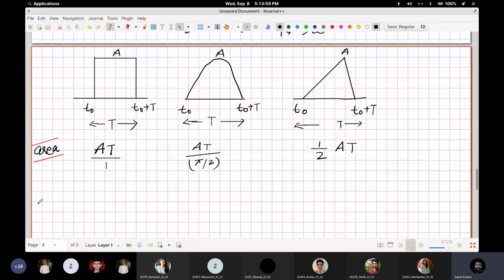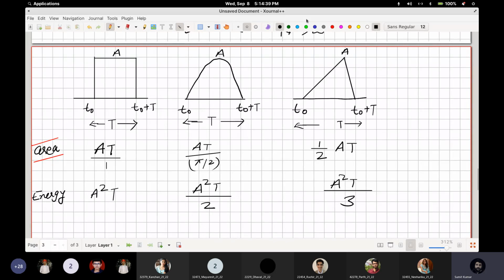Now let's talk about its energy. I will just give you these values, so you can verify. If I'm trying to find its energy, this will be A square and it's going to be constant only. So A square integrating between 0 to T naught, with A square outside and 1 inside, it will become A square T. For the triangular wave, squaring and integrating, you will find it is A square T divided by 3. Similarly, for the sine wave, you will get A square T divided by 2.